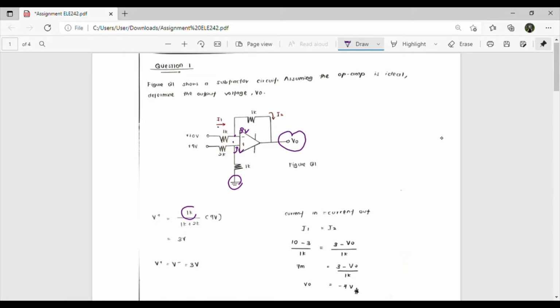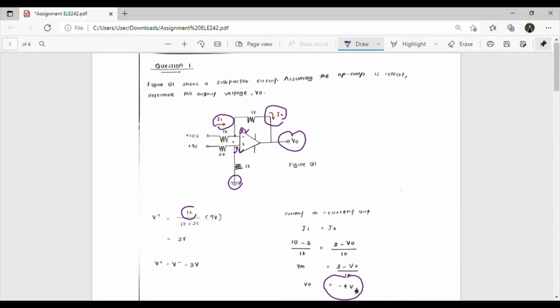I label this as I1 and I2 here because current in equals current out. So for I1, 10 minus 3 divided by 1K, then 3 minus V0 divided by 1K. After we calculate it, we get that V0 is equal to negative 4 volt.